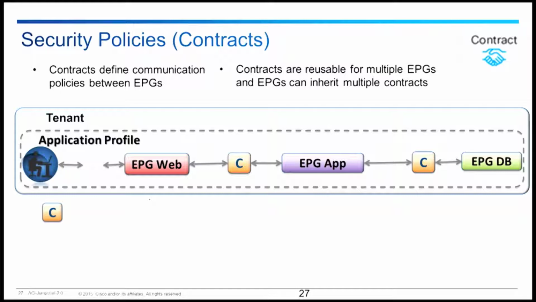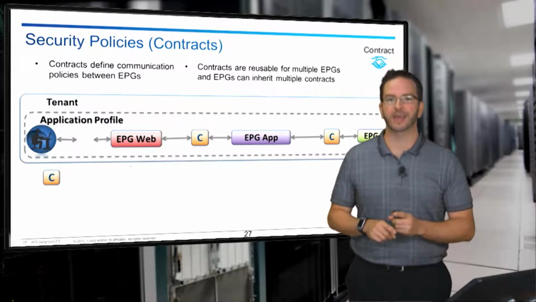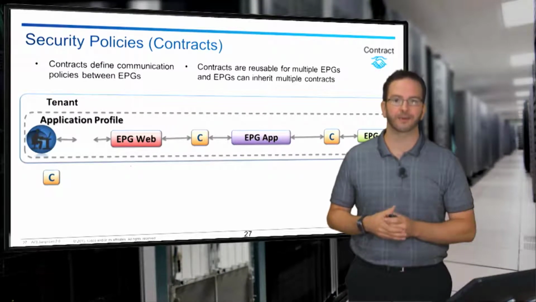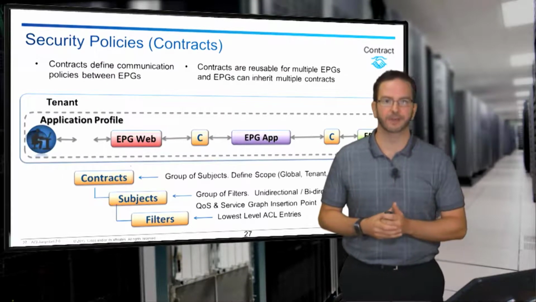By default, we explicitly deny all traffic between EPGs. So think of it as being a whitelist. We have to define what we allow to communicate before anything between web and applications can talk together. So that's where our contracts come in.